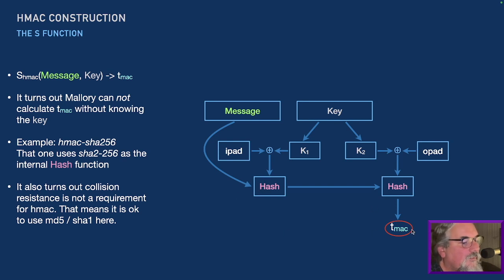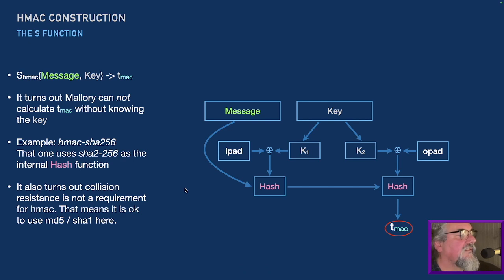And the output looks just like a normal hash, but the thing here is, even if Mallory knew the message, she couldn't create a valid TMAC without knowing the key K here into the MAC algorithm.